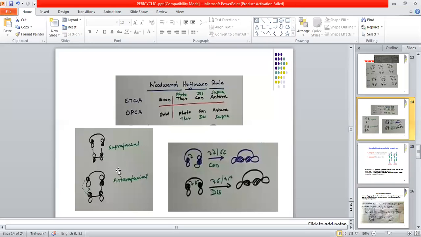Now what is antarafacial? Here you can see both lobes are found in asymmetric form, and this one is found in symmetric form.